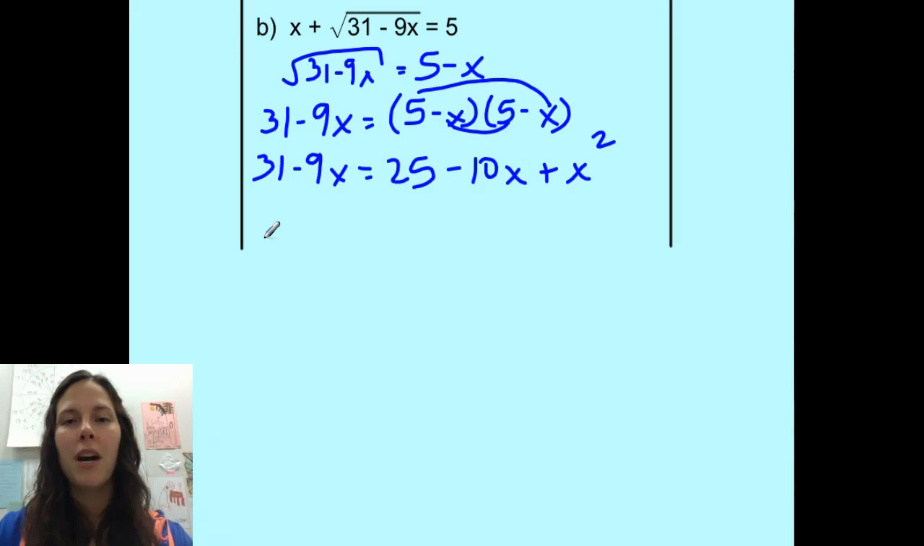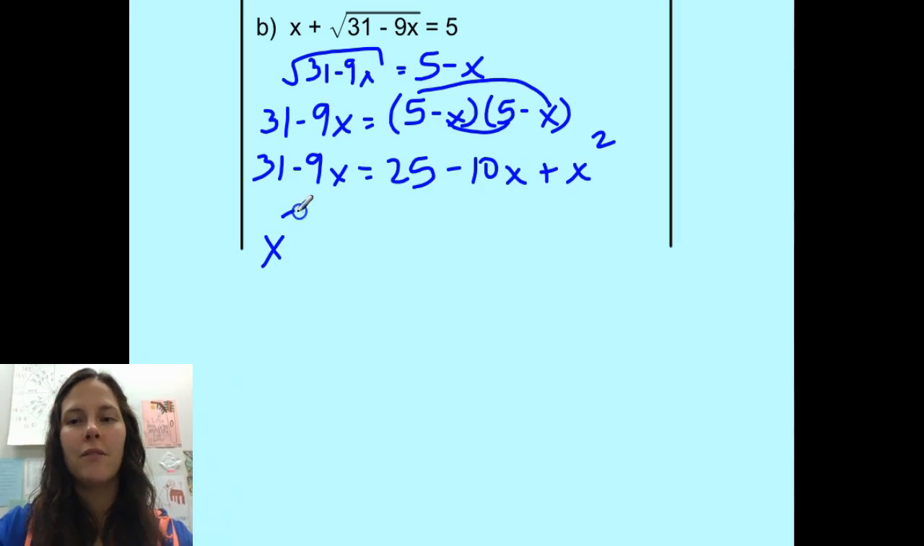Because the x squared is positive on the right-hand side, I'm going to subtract the 31 and add the 9x. I'm also going to rearrange and write it with the x squared on the left. So we've got negative 10x plus 9x and 25 minus 31.